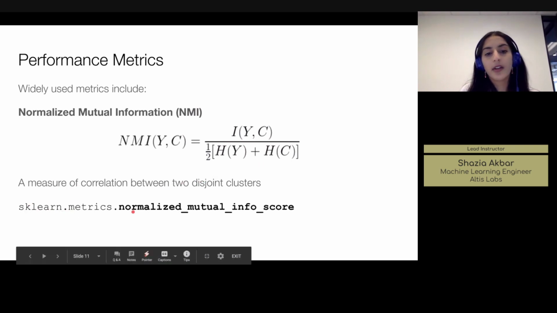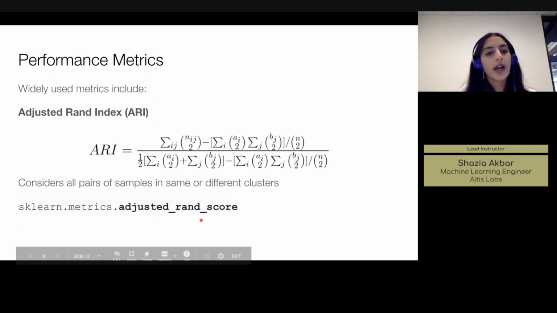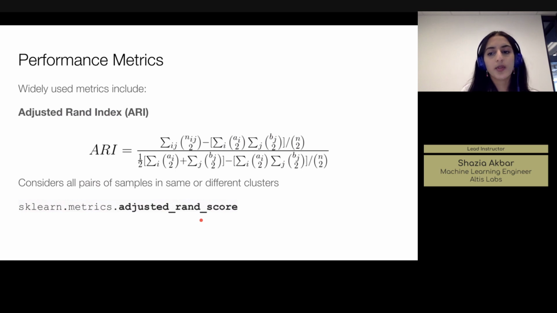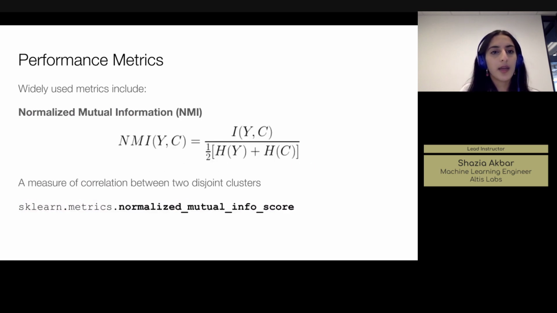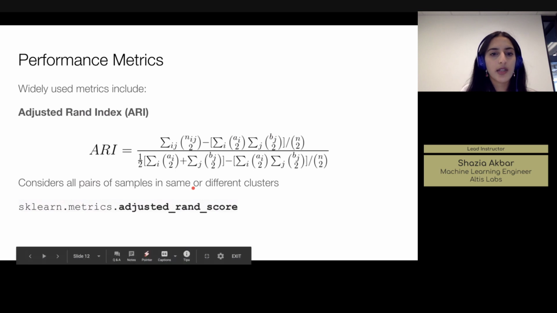Luckily for us, in sklearn there are built-in functions to measure all of these properties as well. Similarly, for adjusted rand index, there's another sklearn metric function to measure this. ARI considers all pairs of samples, so it's slightly better than the normalized mutual information in that we're looking at pairs of samples rather than two at a time.